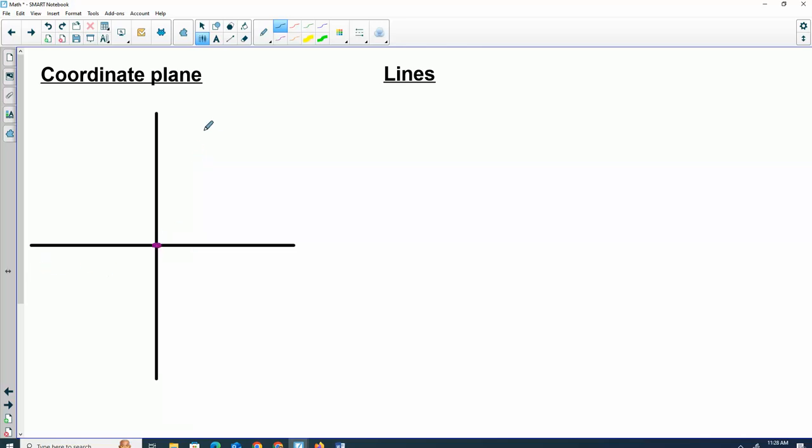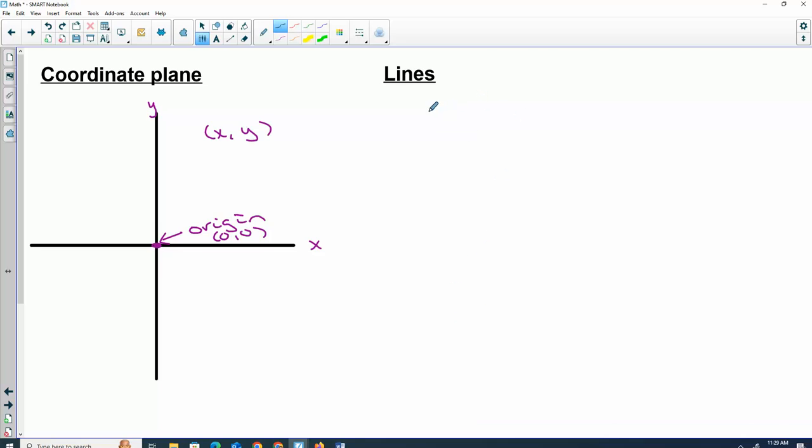Always have ordered pairs. The x is the first, y is the second. What is this point called? The origin. And that's the point (0, 0). So remember, this is your x-axis, and your y-axis. You should be somewhat familiar with that, remembering plotting points.